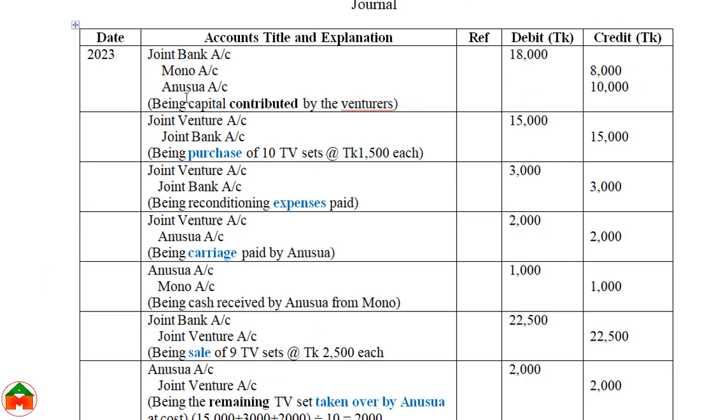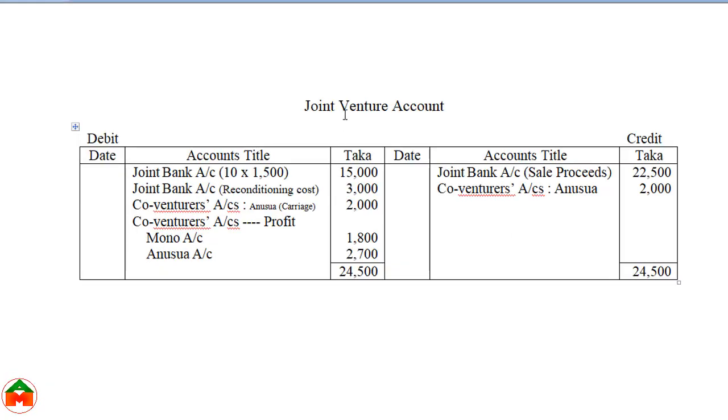Now the journal entries that were made in the initial stage should be entered in the ledger of joint venture account. After inputting the information, we can see that here the joint bank account, this is the sale proceed and this is the unsold stock that were shown in the credit side, and in the debit side we have shown the purchase cost and the other expenses, and there is a difference. We can see the credit side is higher and the debit side is lower.